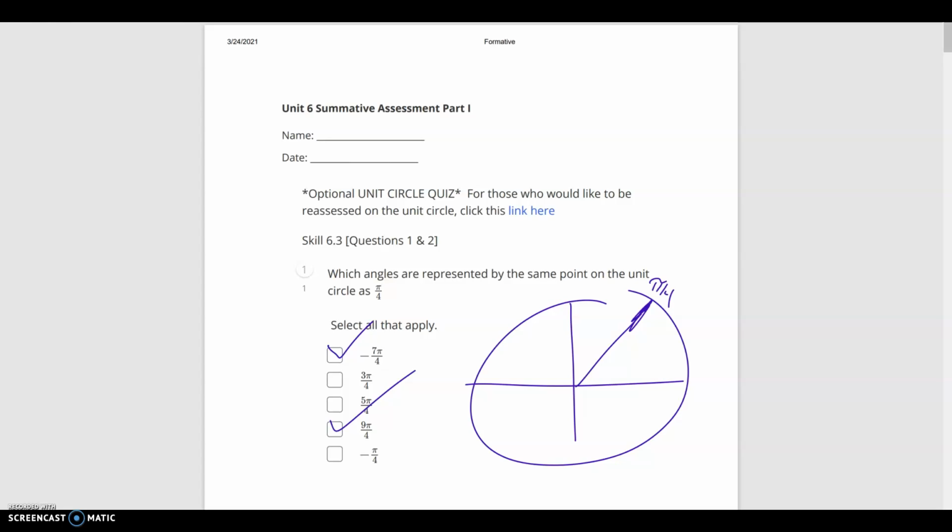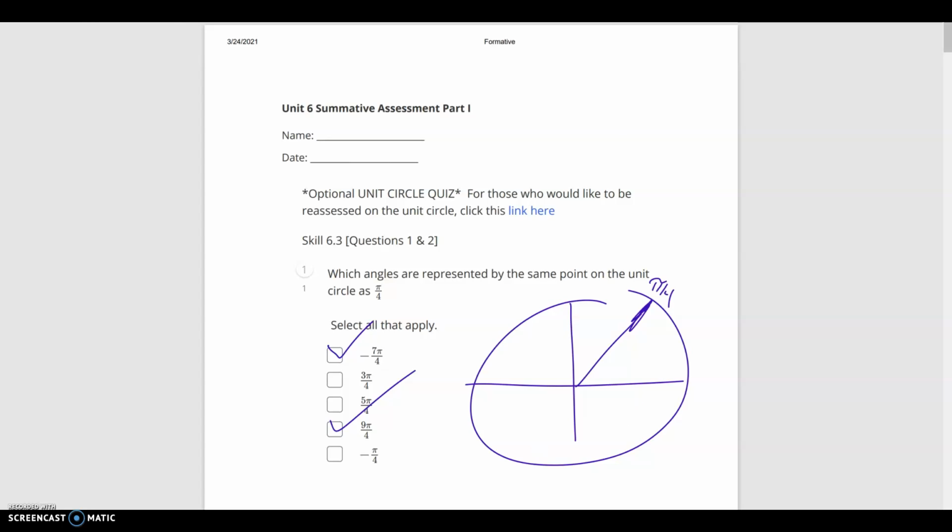All right, let's go over questions 1 through 5 for this video. So the first question, the pi fourths, is, you can see in my little sketch of the unit circle, should be in quadrant 1. Looking at that, remember, if it's a negative angle, that means we're rotating clockwise.